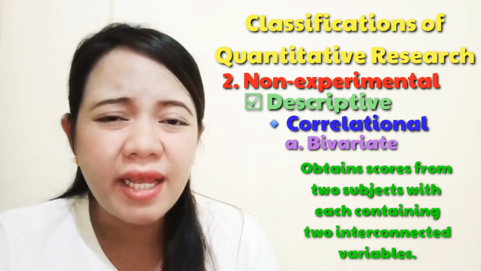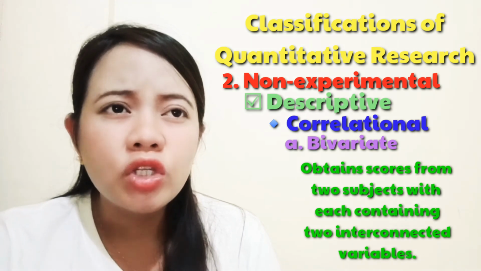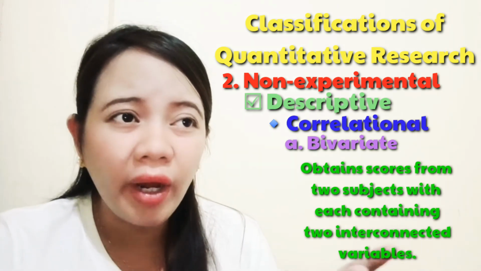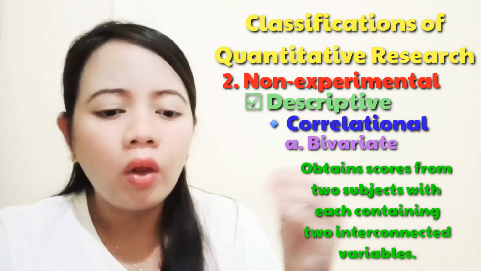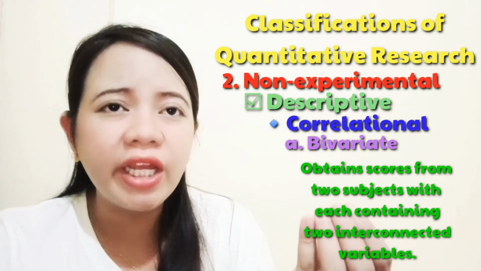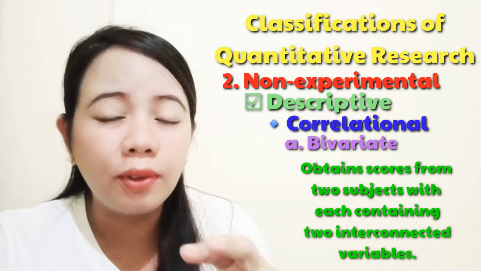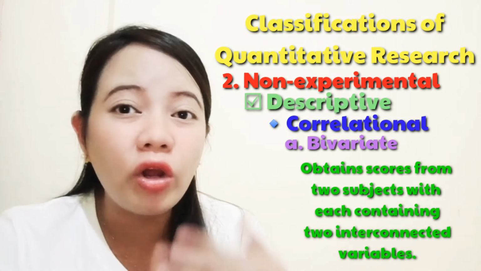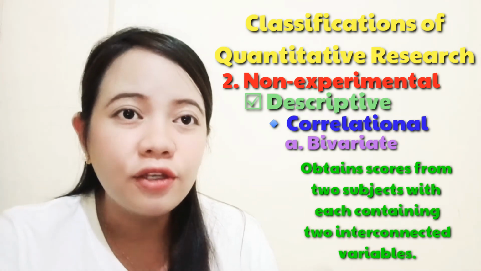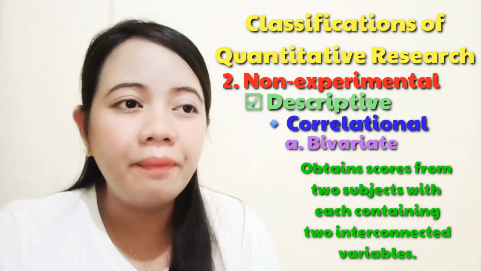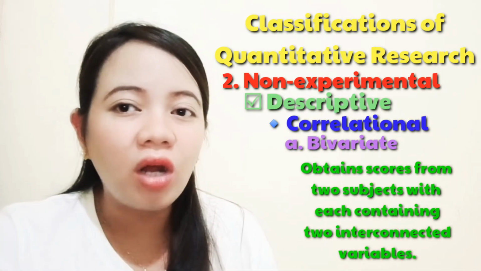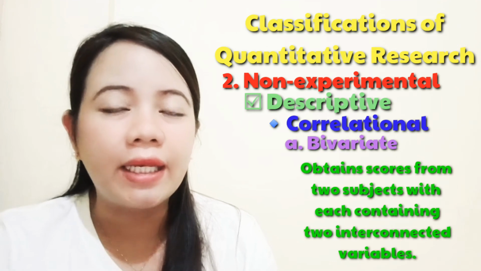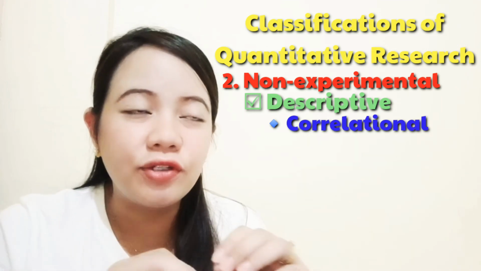This actually obtains scores from 2 variables for each subject. So, kumbaga, mag-choose ka ng dalawang subject and then you have to have 2 variables for each subject. Then, use them to calculate a certain correlation coefficient. Okay? So, magko-compute ka. Okay? So, the 2 variables are correlated, masasabi natin. Okay? So, meron silang relationship.